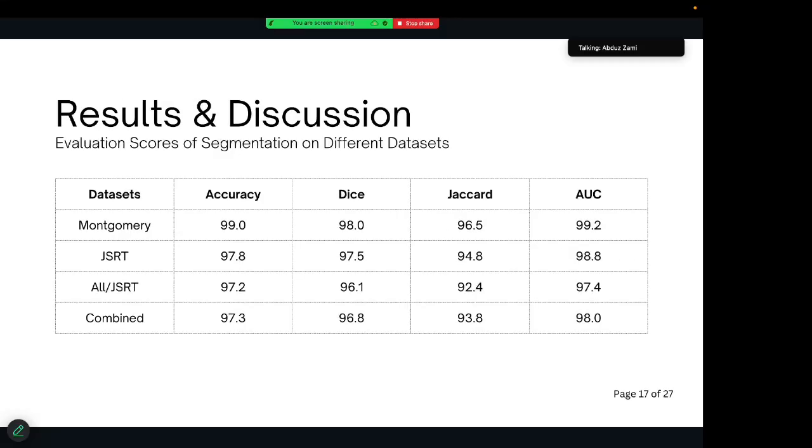Here you can see the scores of our TIG-UNet++ model across different data sets, and you can clearly see that our model performed really well on almost all the data sets, and this proves the generalized behavior of our model on diverse data sets.